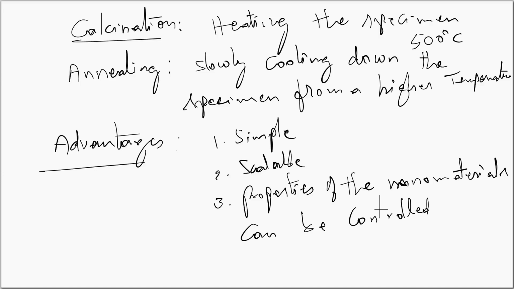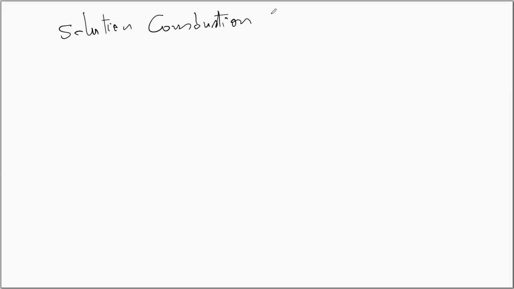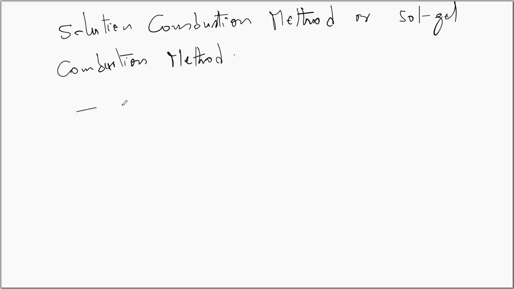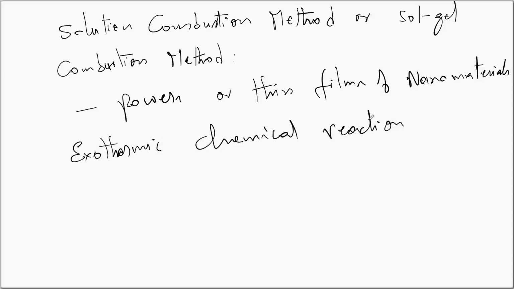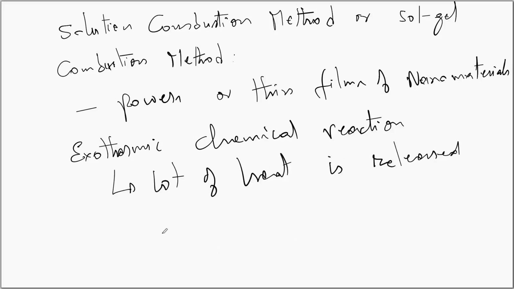Now we shall discuss the solution combustion synthesis. This synthesis method is also known as sol-gel combustion method. Using this method, one can synthesize powders or thin films of nanomaterials. This method involves an exothermic chemical reaction. An exothermic chemical reaction is one chemical reaction in which a lot of heat is generated or released. Not only that, the reaction also becomes a source of high pressure.